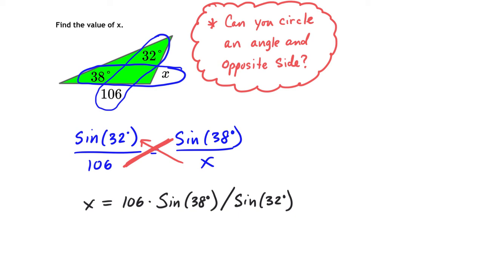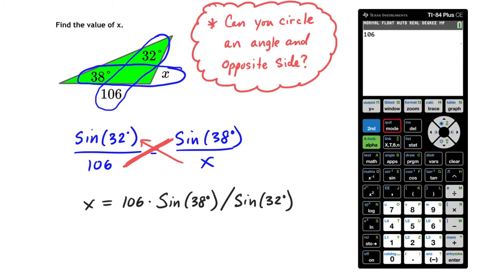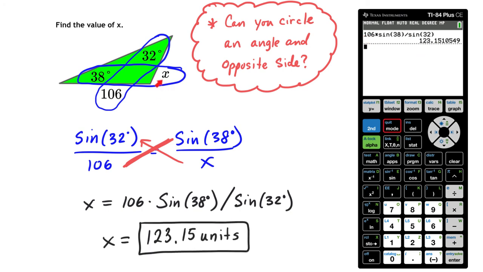Now, let's go over to our calculator and type it in. So we'll type in, first of all, the 106, and then times, as it says right here, sine of 38. Now this next thing that's important is there is a parenthesis that closes here. So make sure you press the closing parenthesis as well. Then divided by sine of 32, and then close the parenthesis again, hit enter, and you'll notice the entire calculation is all in this calculator, and the answer comes out as 123.15. That is the length of this missing side, and that is how you write it as the answer.